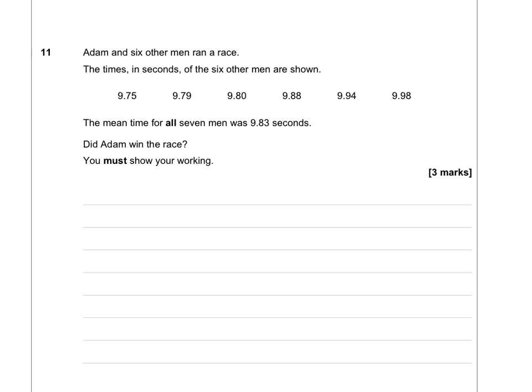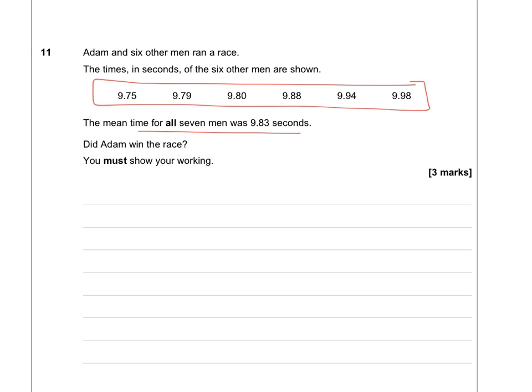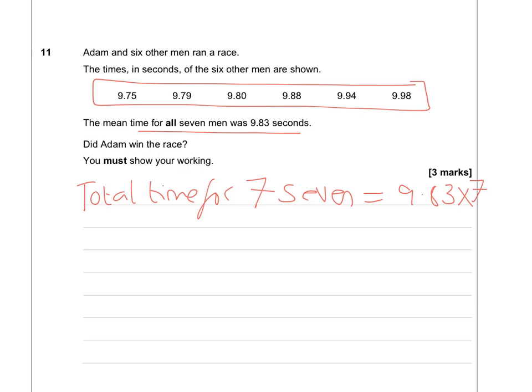Question 11. Adam and 6 other men ran a race. The time in seconds of the other 6 men are shown. The mean time for all 7 men was 9.83 seconds. Did Adam win the race? So we're going to work out the total time for the 7 men, the 6 and Adam as well, which must be 9.83 multiplied by 7. This comes to a value of 68.81.